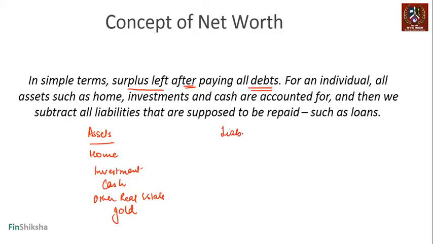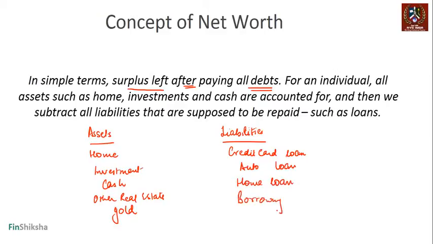Then you look at liabilities. These are stuff that you are supposed to kind of pay off, right? What are liabilities? You could have a credit card loan. Typically, all kinds of loans will come here, right? You could have a credit card loan, you could have an auto loan, you could have a home loan, right? You could have borrowings from some other people that you have to repay.